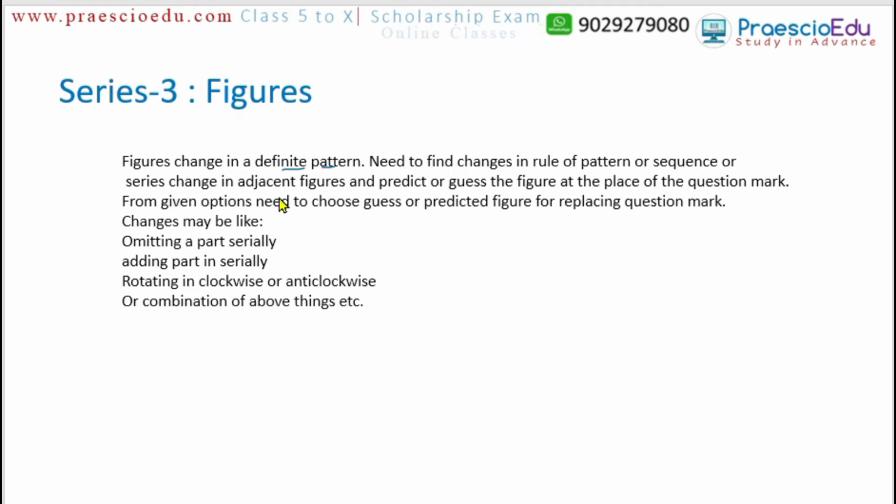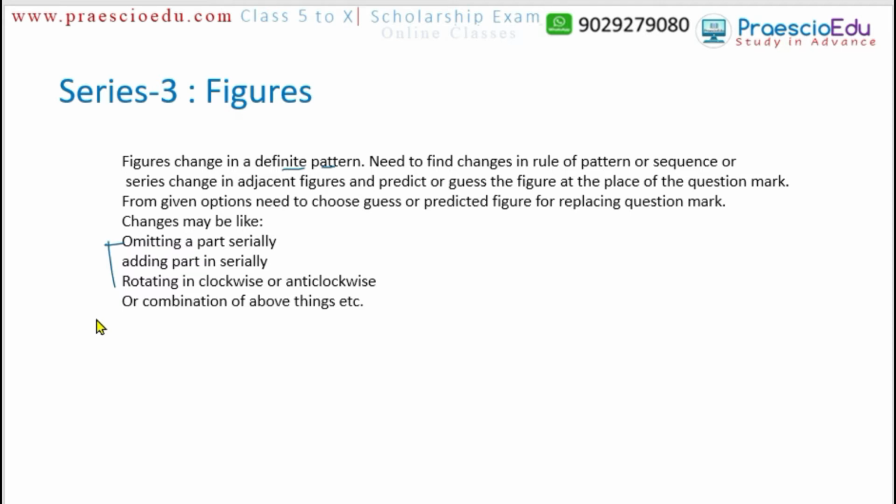In a series, the adjacent figures change sequence-wise with some pattern. Something may be deducted, or we can say some parts omitted from the previous figure, or some part is added to the previous figure, or there is a clockwise or anti-clockwise rotation, or a combination of these. We recognize that pattern, and as per this we have to predict the next figure in the series, which should replace the question mark, and choose it from the options below.